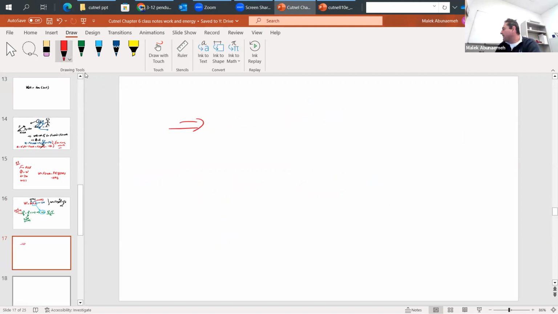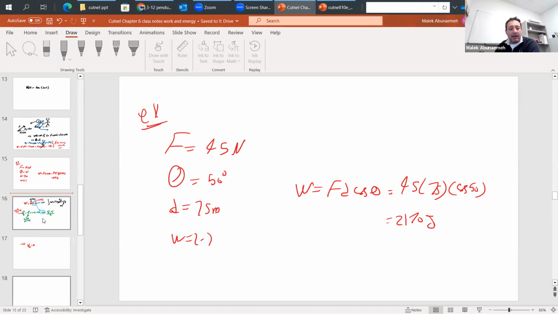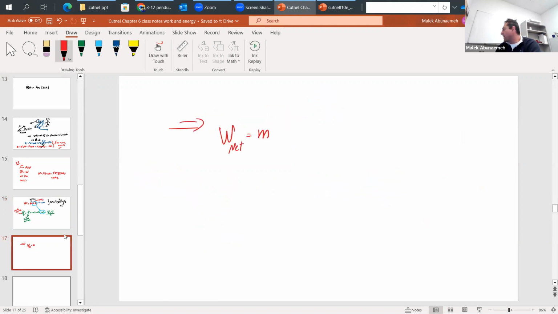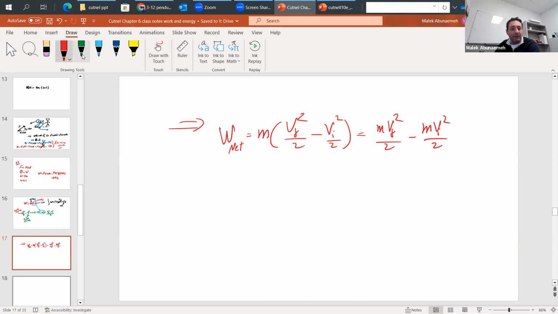So this would mean that the net work is going to equal your mass that we had times V squared over 2 minus V initial squared over 2, which is going to equal your mass times V final squared over 2 minus mass times V initial squared over 2, where this is going to be defined.